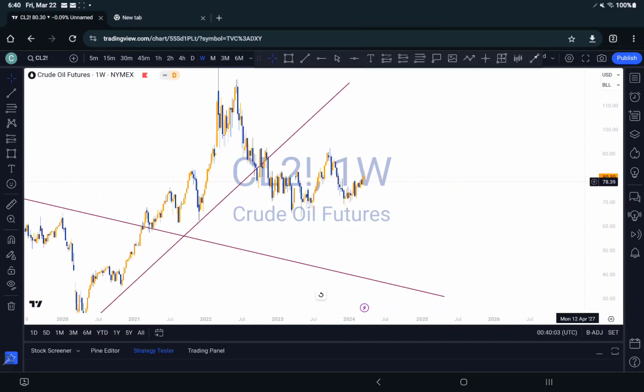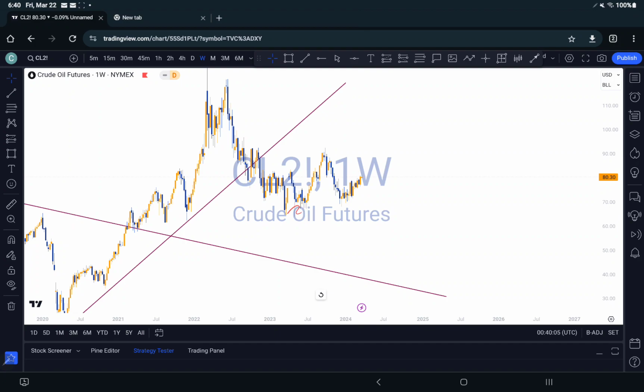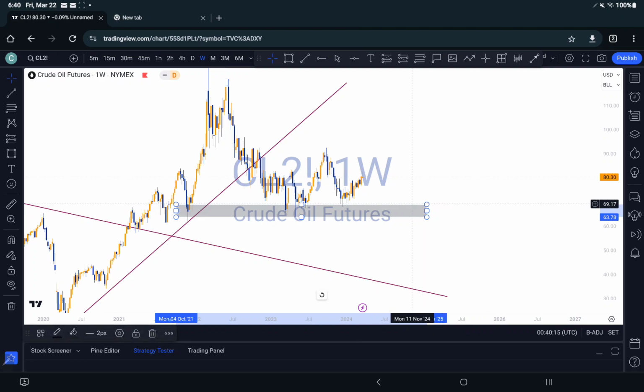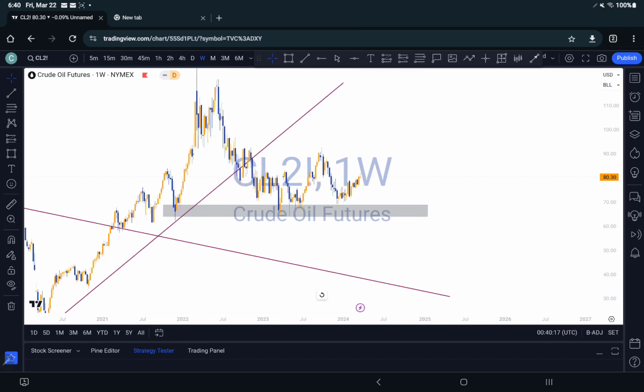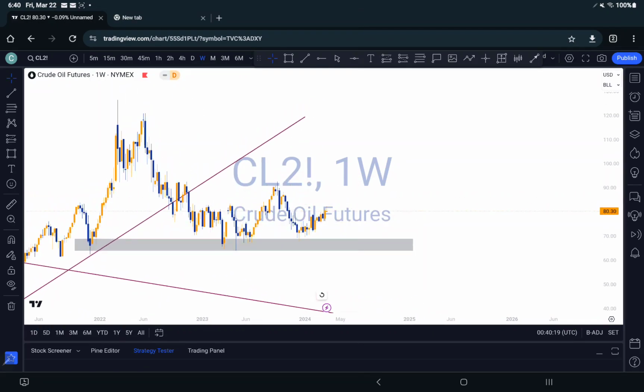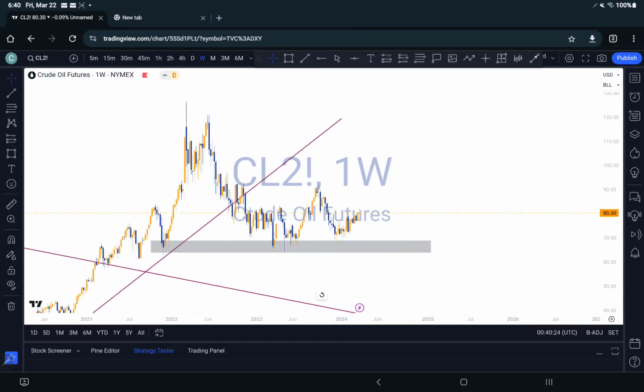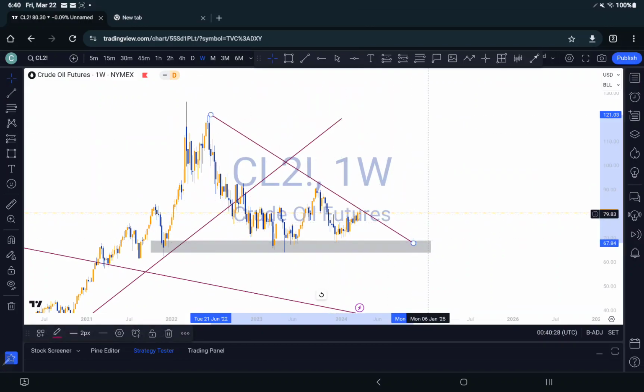So on my weekly time frame right here, we can see that this is a zone that has rejected multiple times around that zone. So that's a key area for us to note. Certainly, I'm going to put a zone right here just for us to see that that's a key area. I can also draw a trend line right here from here to here.